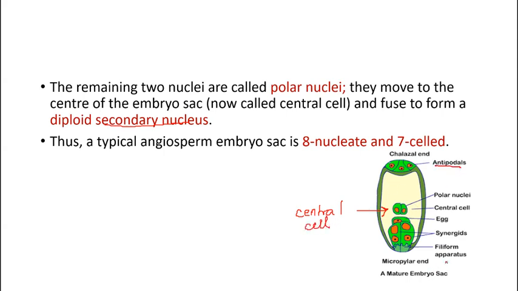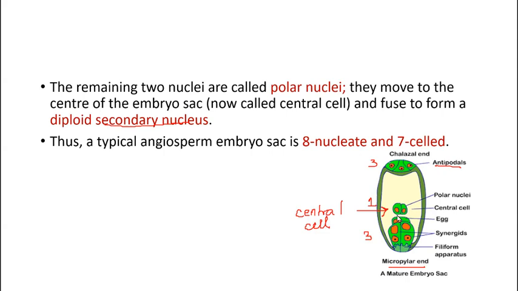Okay, so ultimately they are forming what? Three cells, and two nuclei fuse together to form the central cell. So they are showing what? They are showing the seven celled condition, having 8 nuclei but 7 celled condition.